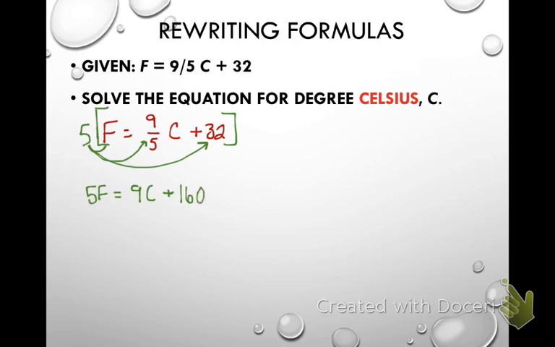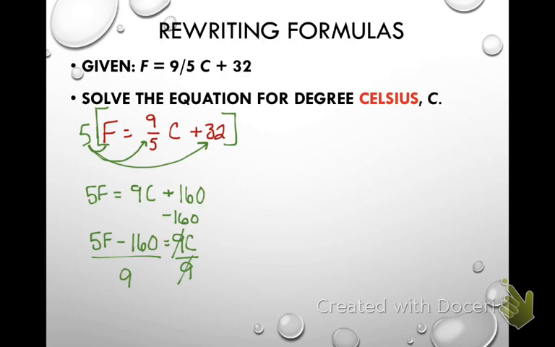Now what do I need to do? What do I need to get rid of first? Get rid of the 160. So I have 5F minus 160 equals 9C. Now what? Divide by 9.